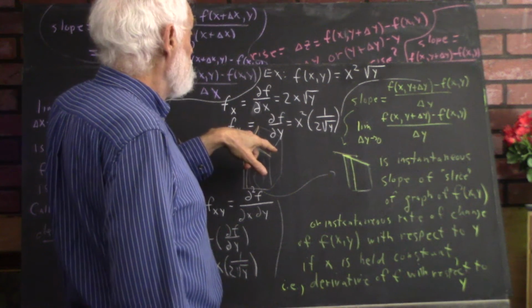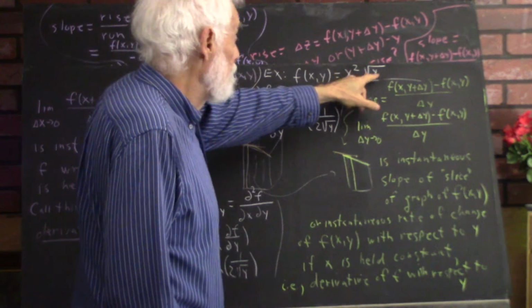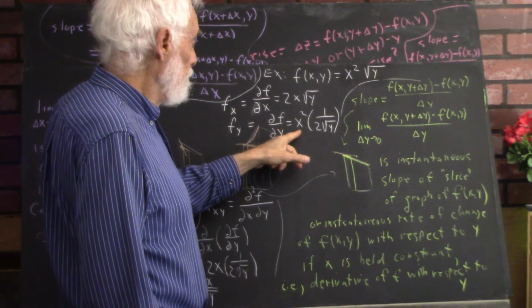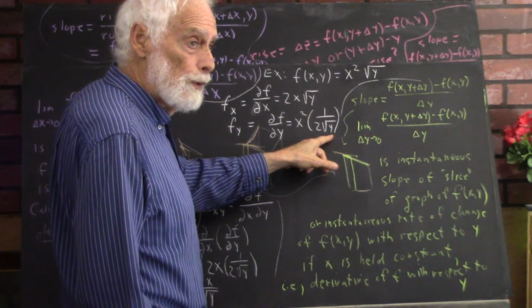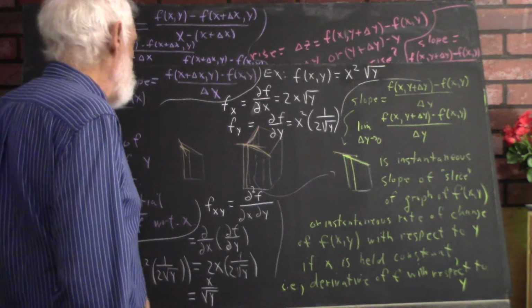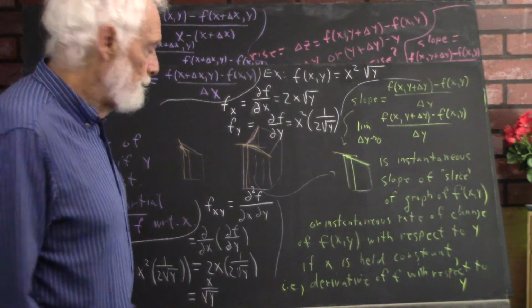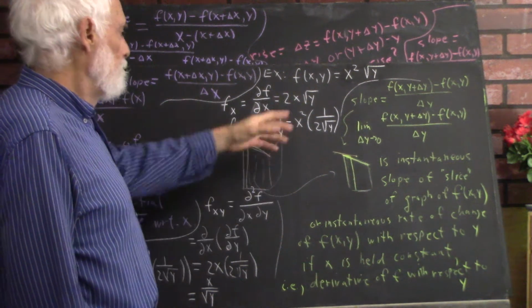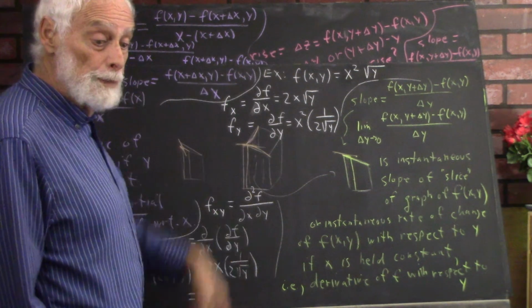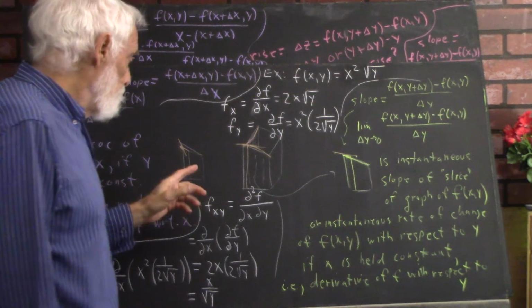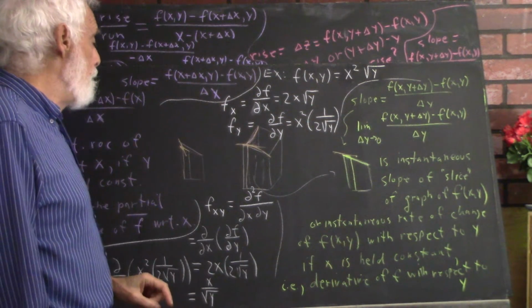And f sub y: you treat x as a constant and take the derivative of the square root of y. Okay, and x is a constant, it just goes along for the ride, and you get 1 over 2 square root of y. We can even do a second partial, with respect to x or with respect to y. Should be obvious, that's easy, at least once you get used to this idea.